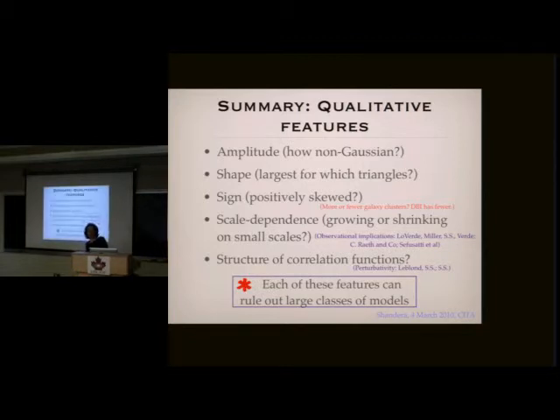Okay, so let me summarize roughly the qualitative features that we're interested in, and then I'll move on a little bit to talk about the observational part and how each of these things applies. So remember, the first thing is just, is it very non-Gaussian or not? Is it slow roll or not, essentially?